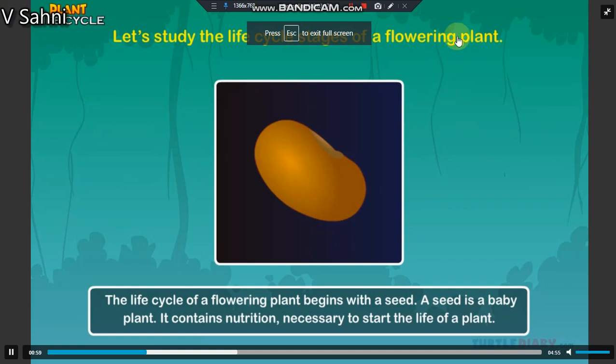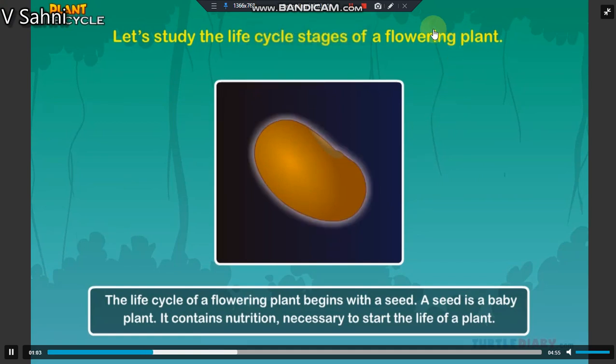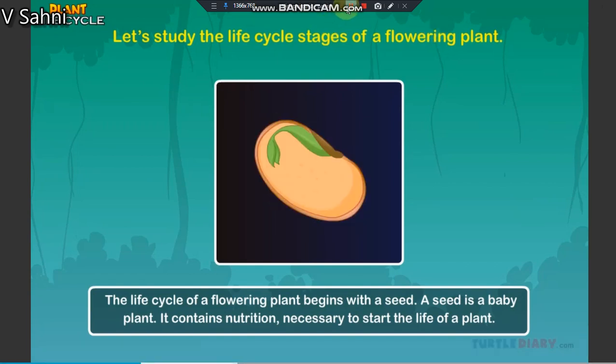The life cycle of a flowering plant begins with a seed. A seed is a baby plant. It contains nutrition necessary to start the life of a plant.